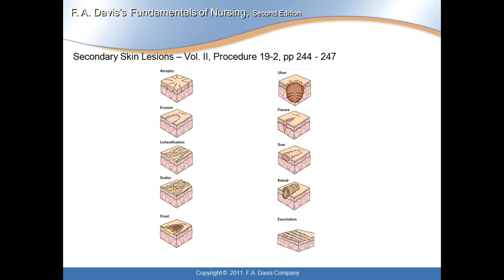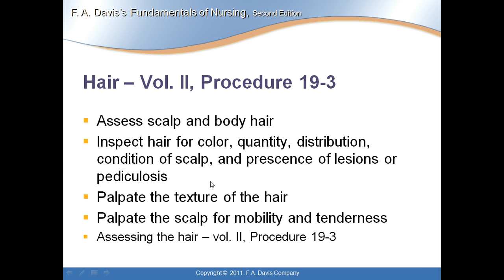And here's your secondary skin lesions. For the most part, what I've actually seen in my career is the atrophy. I've seen the scales, I've seen some crust, ulcers, scarring, and then you've got the keloid, and then the excoriation. Excoriation is probably the bigger one in your elderly adult population, with skin breakdown and not being turned, or their skin being constantly moist. Those are the ones that are usually incontinent and just need to be, like I said, changed and repositioned.